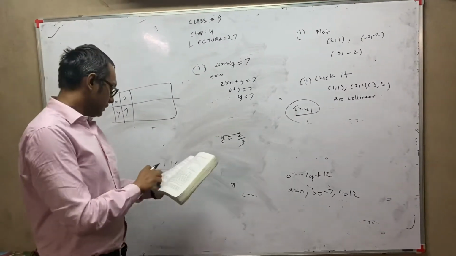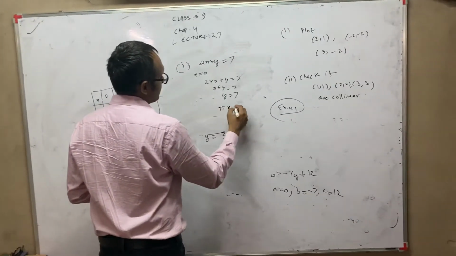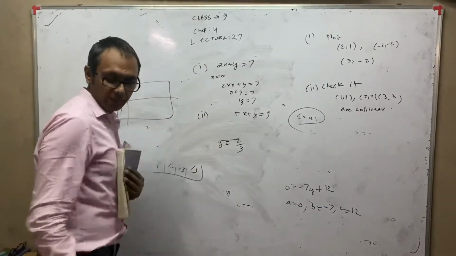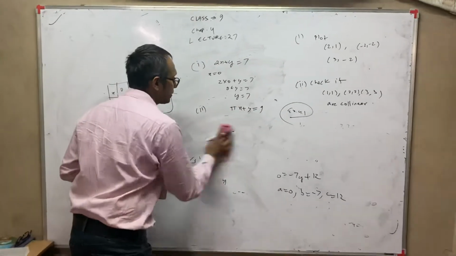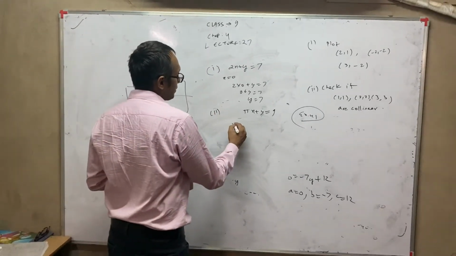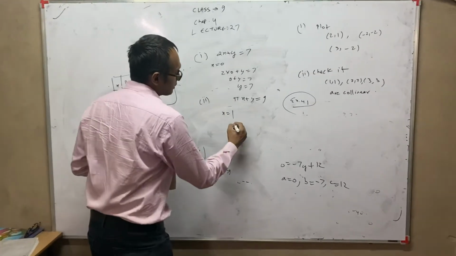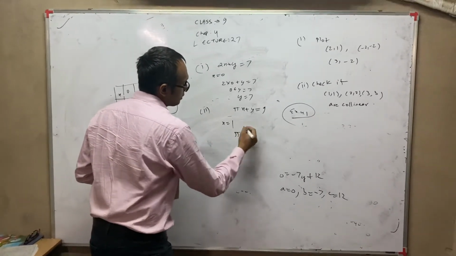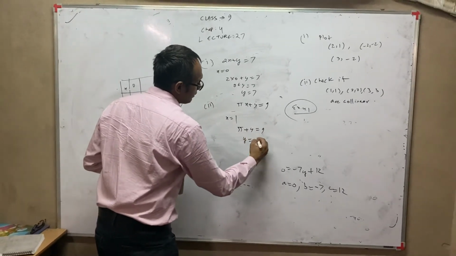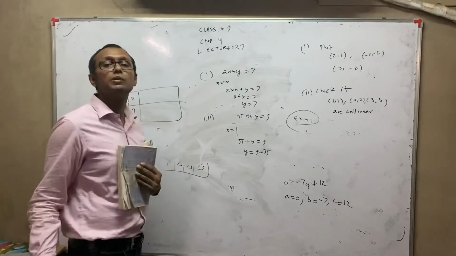And the next sum which is written, pi x plus y equal to 9. I am doing this sum just for one reason. Many children, when they are finding this, put the value of pi. Don't put the value of pi, let pi be pi only, no need to put. Suppose I put x is equal to 1 in this, so I get pi into 1 is pi, plus y equal to 9, so y will be equal to 9 minus pi. Okay, so that's how you now get 2 more solutions.